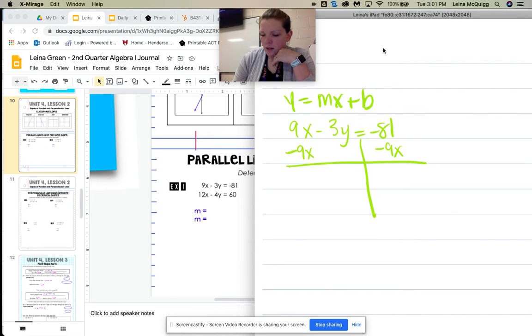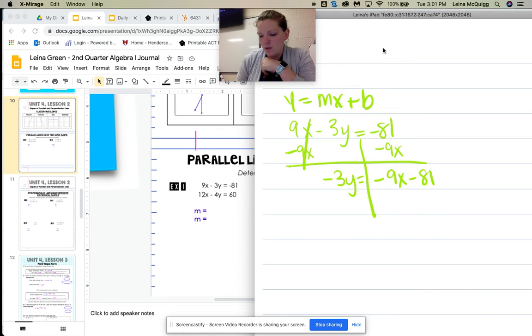Draw my line here. 9x minus 9x is 0. That leaves me with a negative 3y here equals negative 9x minus 81. The negative 81 does not have an x with it, so these are not like terms. All right, y is still not by itself, but because negative 3 and y are right next to each other, I don't see a plus or a minus sign in between them.